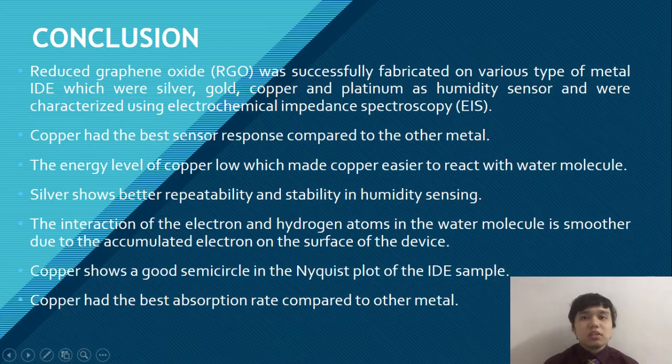This is because the interaction of electrons and hydrogen atoms in the water molecule is smoother due to the accumulated electrons on the surface of the device. Lastly, copper shows a good semicircle in the Nyquist plot of the IDE sample. This shows that copper had the best absorption rate compared to the other metals.